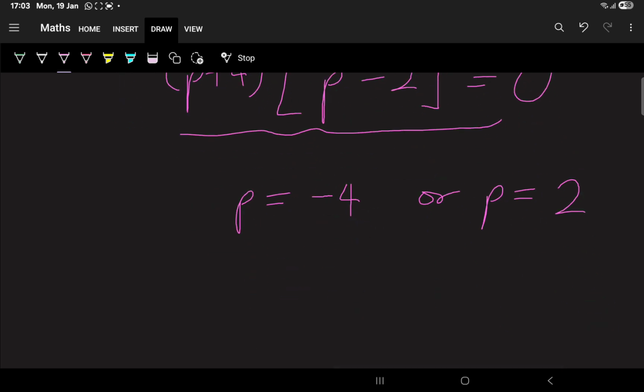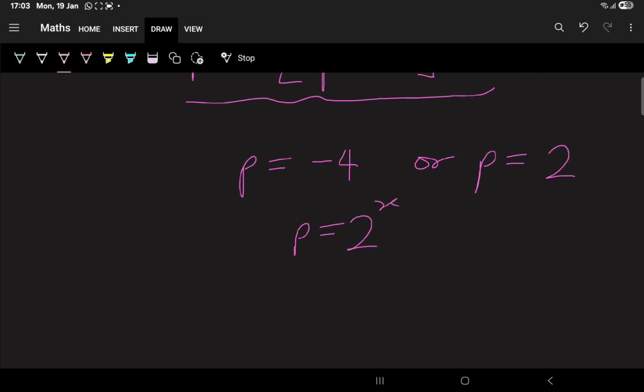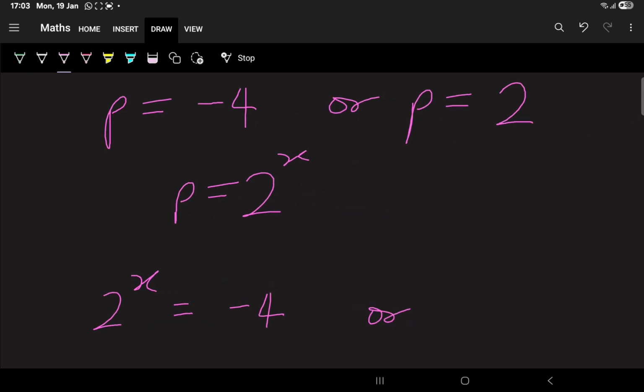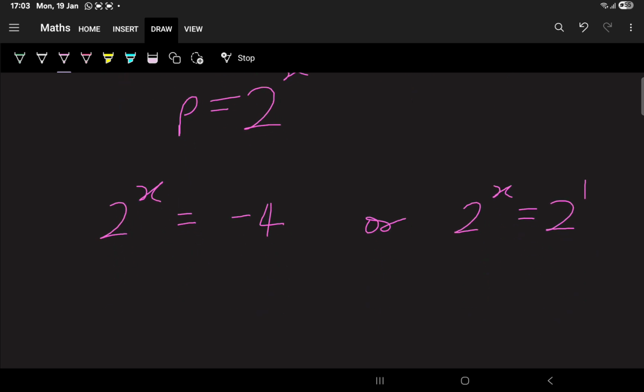Now remember, we said p equals 2 to the power of x. So 2 to the power of x equals negative 4, or 2 to the power of x equals 2. Now on this side, we can see there's no way we can express this so that the base will be the same. Someone may say I can express this as negative 2 squared, but the bases are not going to be the same.